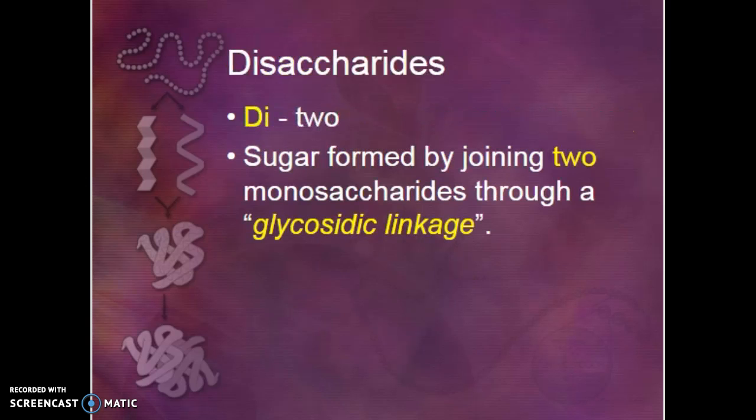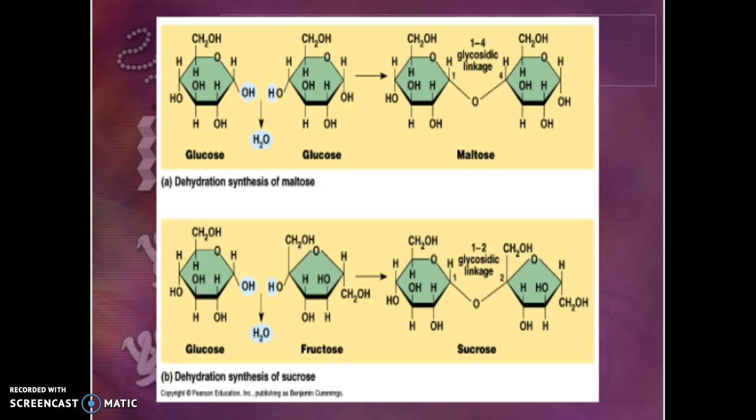Disaccharides, we're going to connect two monosaccharides through a glycosidic linkage, and let me show you what that is on this next slide of the picture. Here's our dehydration. So we remove our water and we get our linkage here. So our water is removed. Notice we have two different examples of two monosaccharides, glucose, glucose.